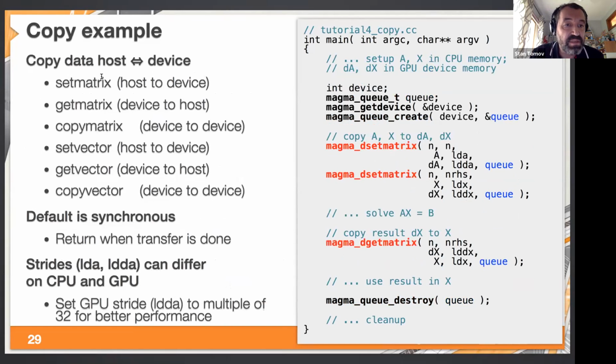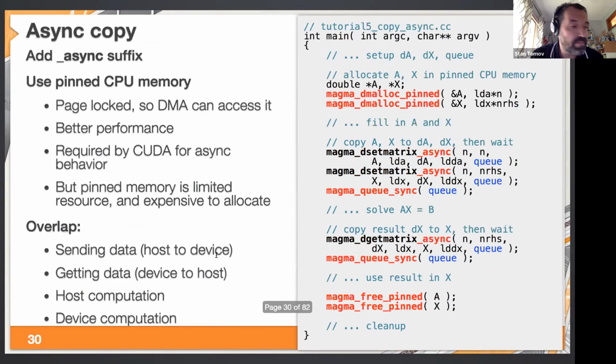Next, there are some examples about different types of copying data around that MAGMA supports. So there is set and get matrix, to the device and from the device. It could be for vectors. Default is synchronous, so this would copy synchronously. For example, this set matrix would set this matrix A to the GPU. Corresponding is dget matrix.